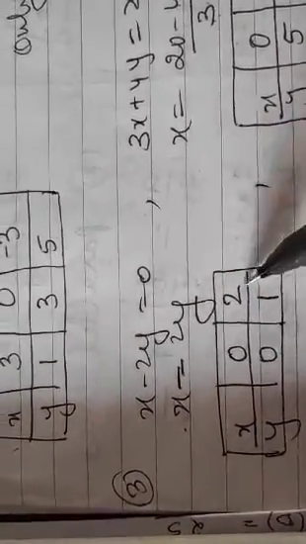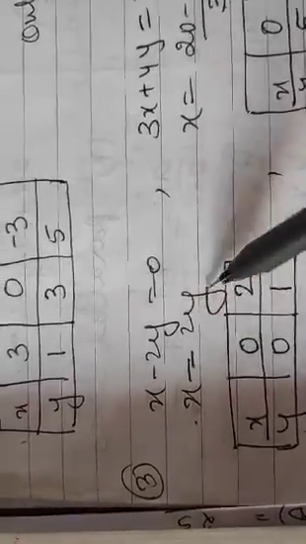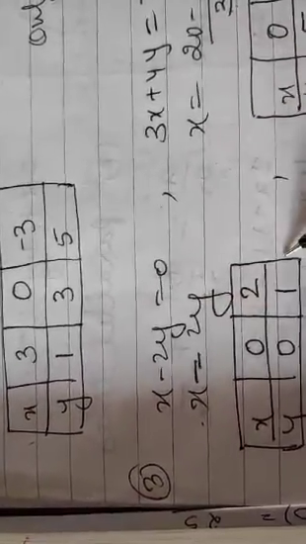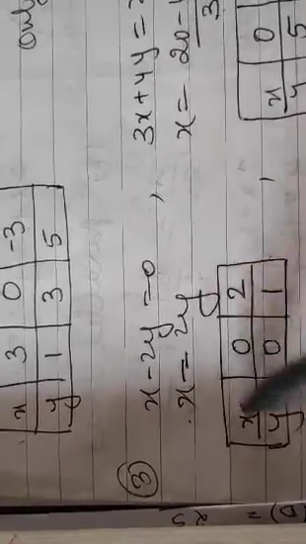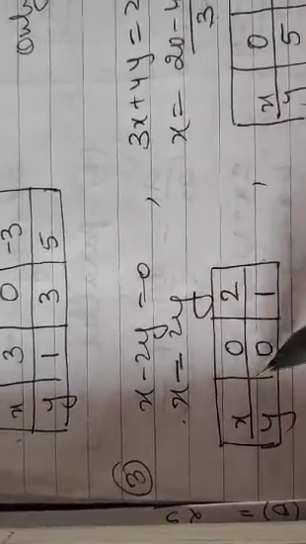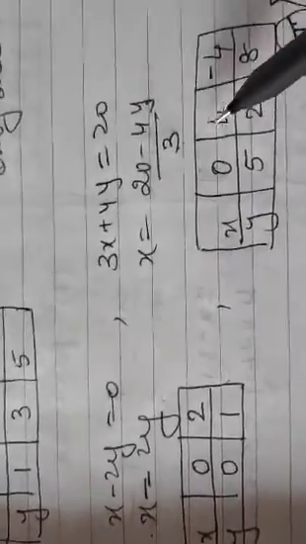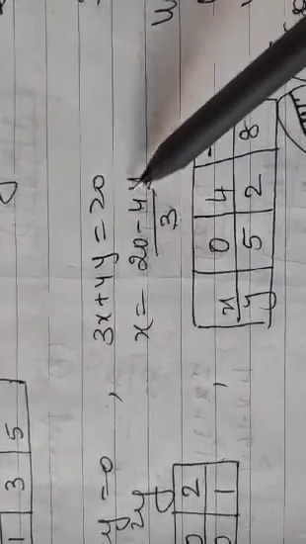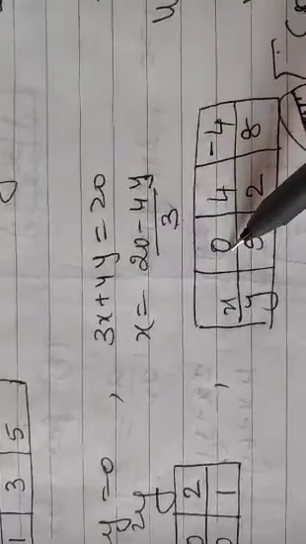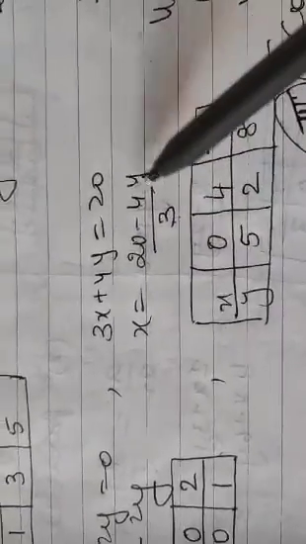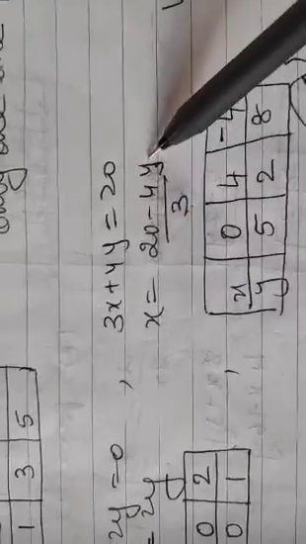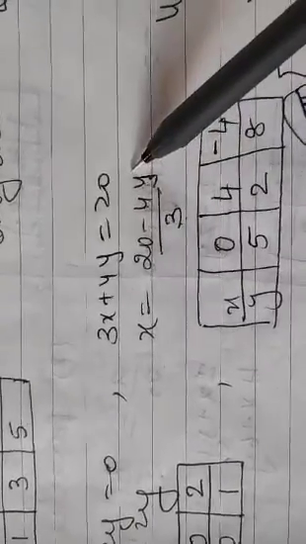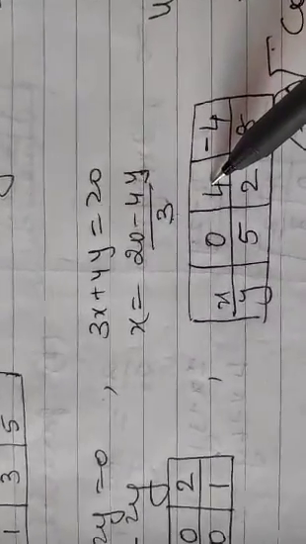Now I will find out which points I will get for this pair of equations. If I take y value 0, x value will also be 0. If I take y value 1, x value will be 2. I got one pair of points to plot one line. Okay, same thing over here. If I assume y 5, 5 4s are 20, 20 minus 20 is 0. So 0 upon 3 is 0. If I take y value 2, 4 2s are 8, 20 minus 8 is 12, 12 by 3 is 4.